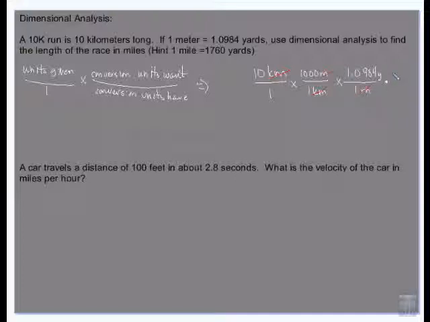And then I want miles. So I have 1 mile over 1,760 yards. My yards will now cancel, and I'm left with miles. And then I multiply straight across. So 10 times 1,000 times 1.0984. It's 1, 2, 3, 4. 1, 2, 3, 4. So that's 10984. 1 times 1 times 1 times 1760.